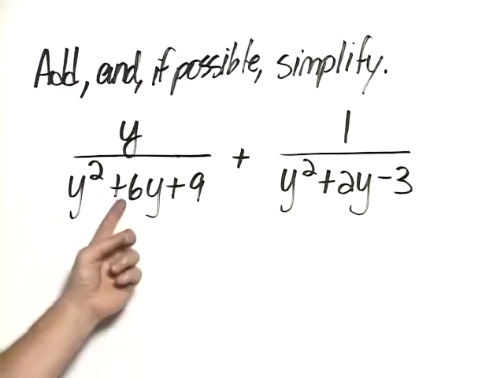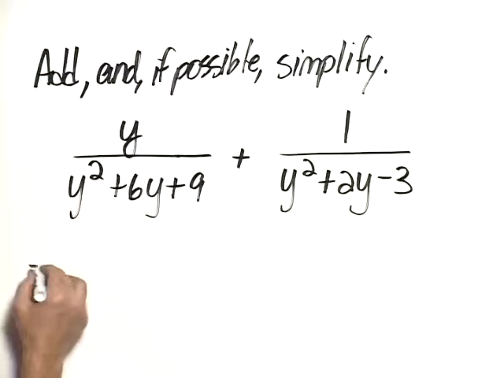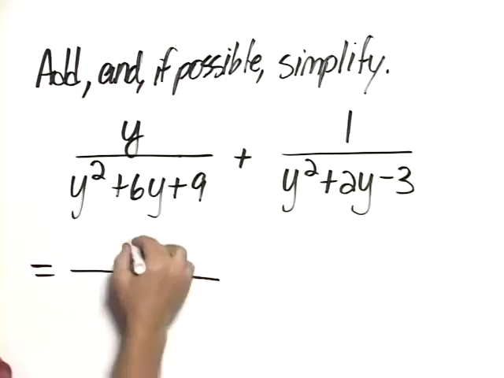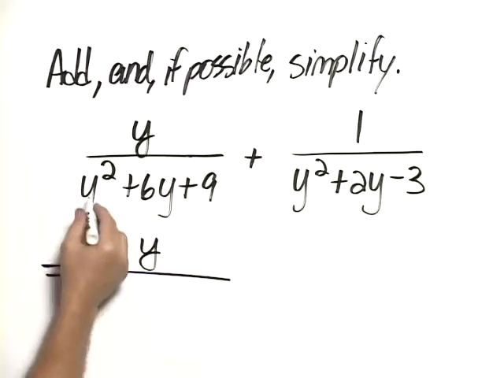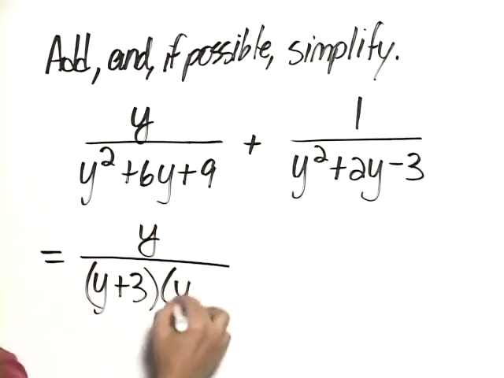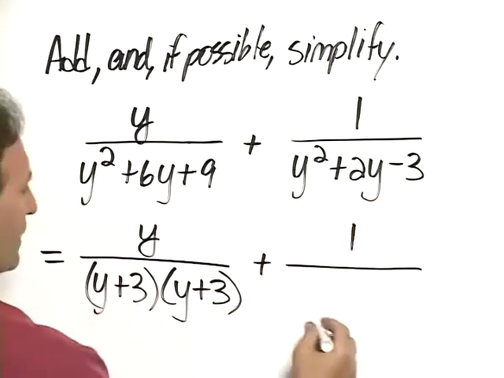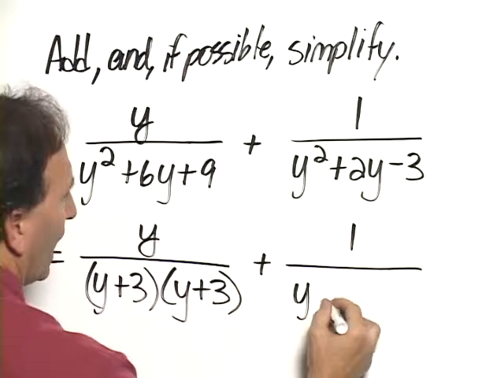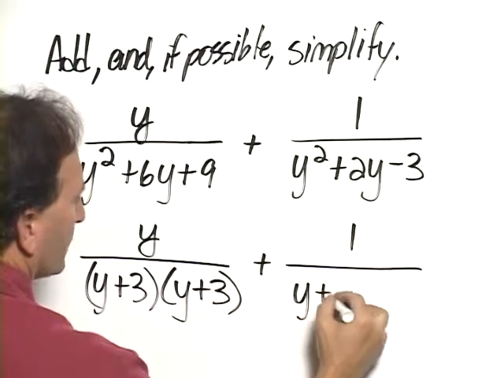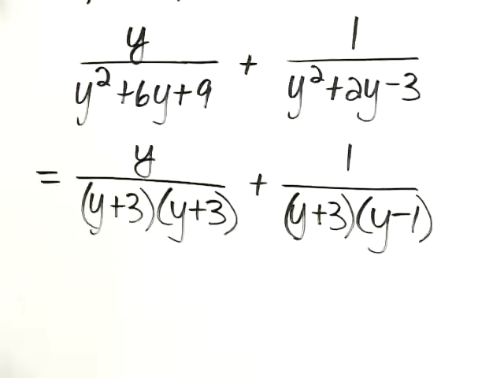In order to do that, we need to factor both of the denominators. So let's write the equivalent rational expressions with factored denominators. So in the numerator we have y. Here we have a perfect square trinomial, which factors as y plus 3 times y plus 3, plus 1 over. Then we factor this trinomial. It's going to equal y plus 3 times y minus 1.